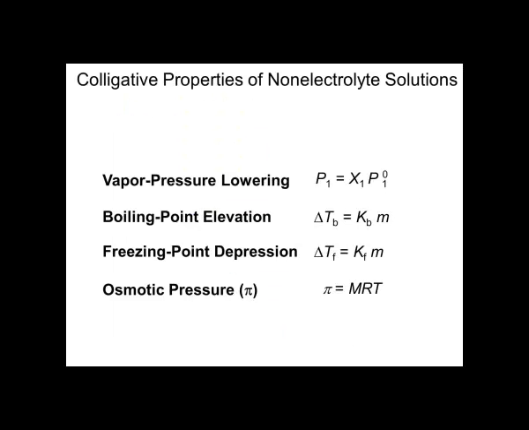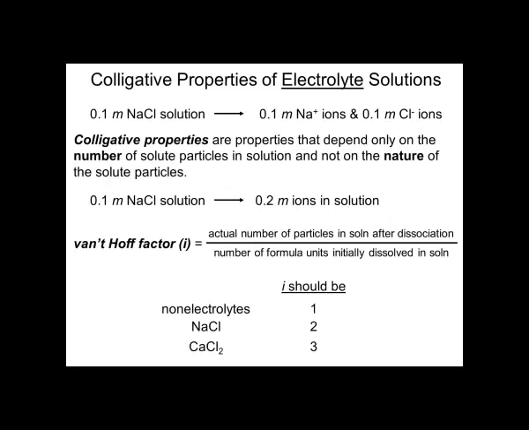Colligative properties of non-electrolyte solutions are summarized below: vapor pressure lowering, boiling point elevation, freezing point depression, and osmotic pressure. Colligative properties of electrolyte solutions differ. Remember that colligative properties depend upon the number of particles.